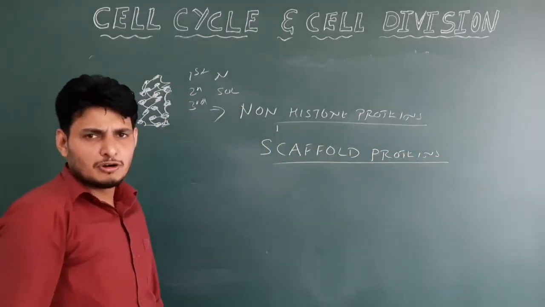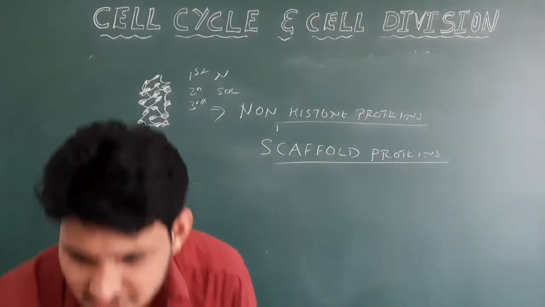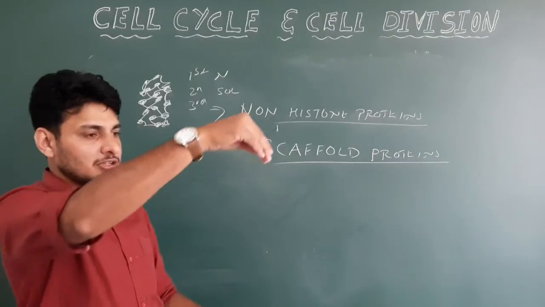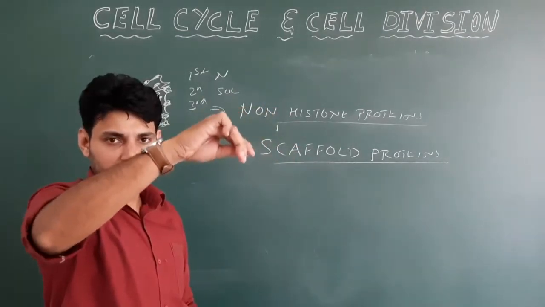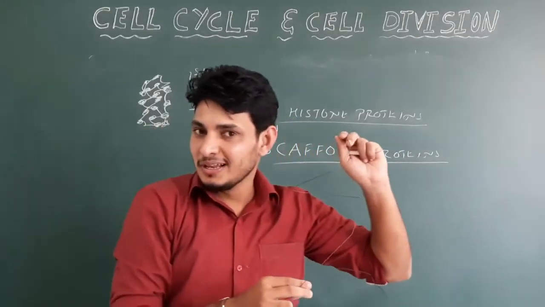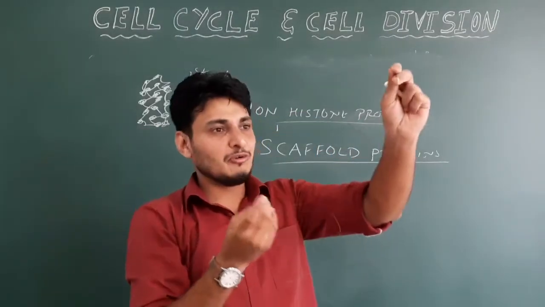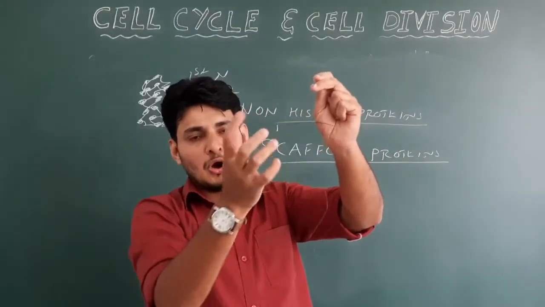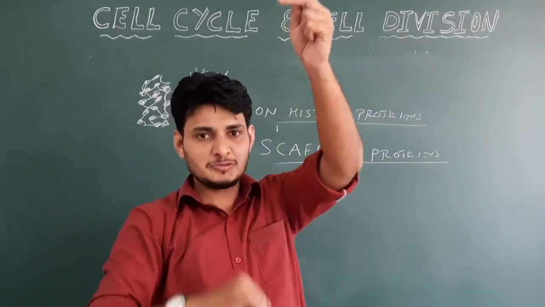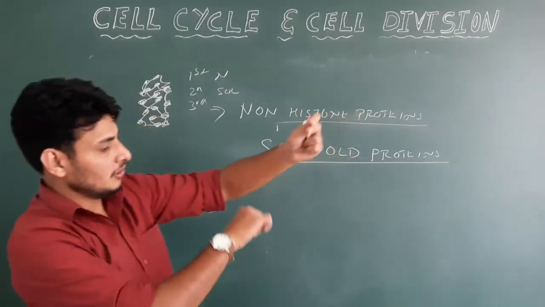What is this scaffold protein? Okay, so very simple. This is now scaffold protein. Can you see this? Looks like a spring. They are also spirally coiled, but they are not double helix, single. Only one strand is there. This protein is a long linear protein, but they are spirally coiled like this. Looks like a spring. Can you see this?